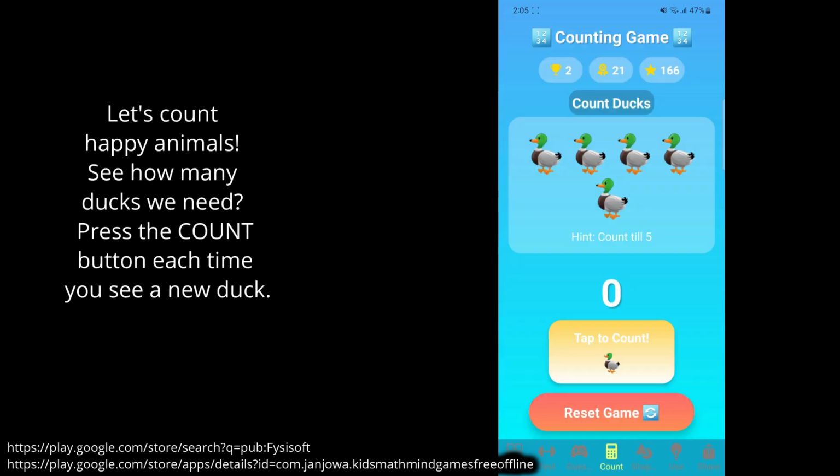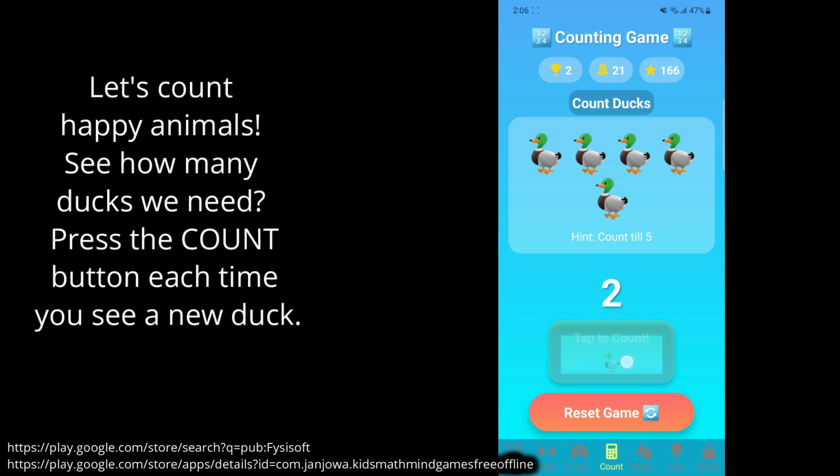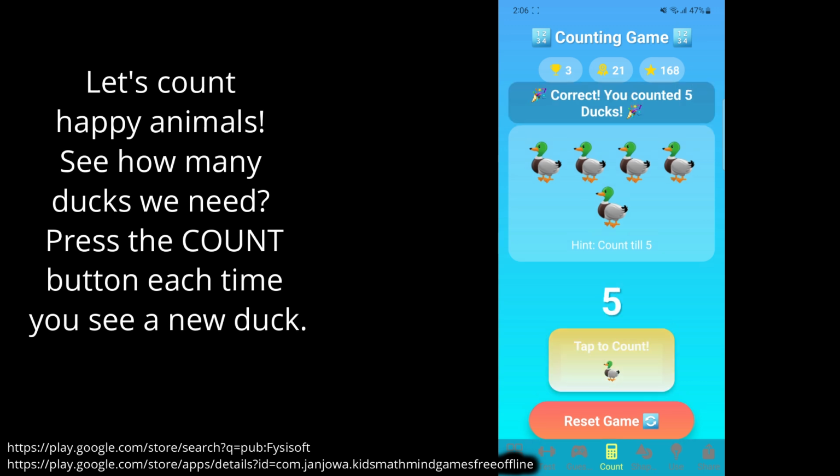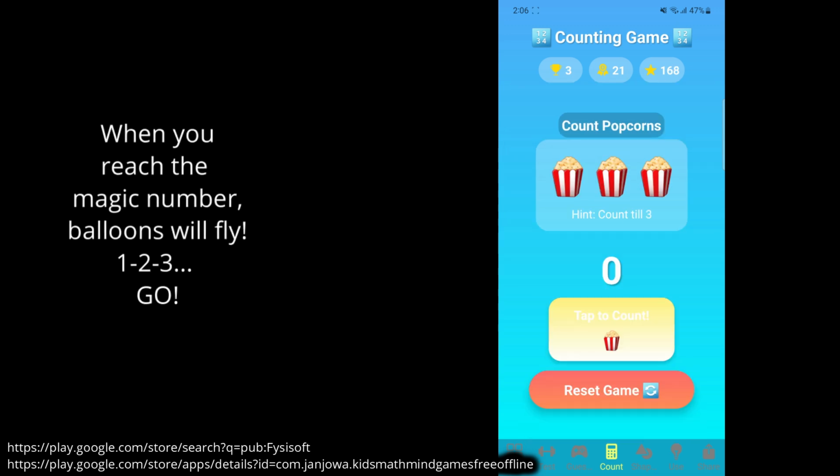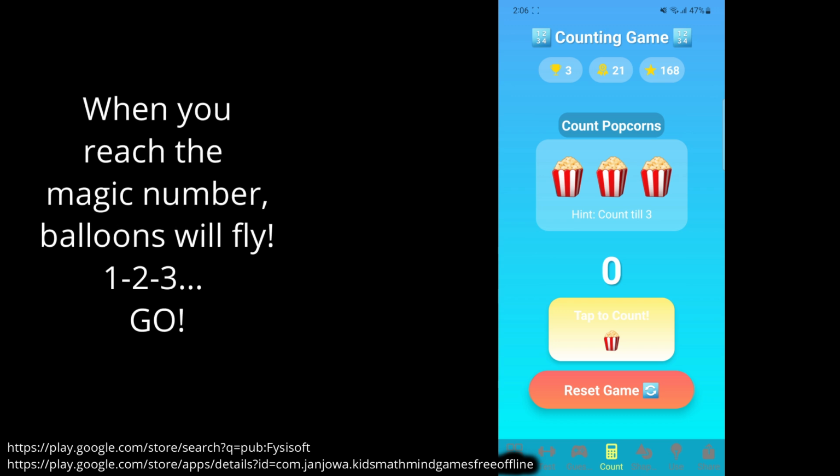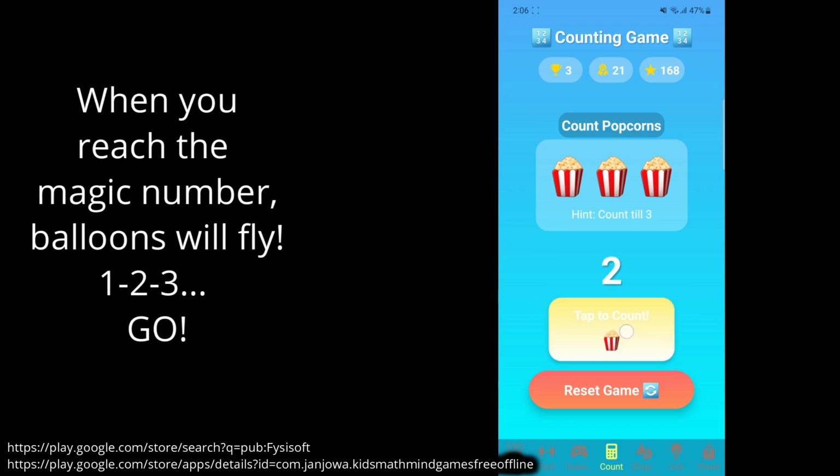Let's count ducks, happy animals. See how many we need. Press the count button each time you see a duck. When you reach the magic number, balloons will fly. 1, 2, 3. Great job. You counted 5 ducks.